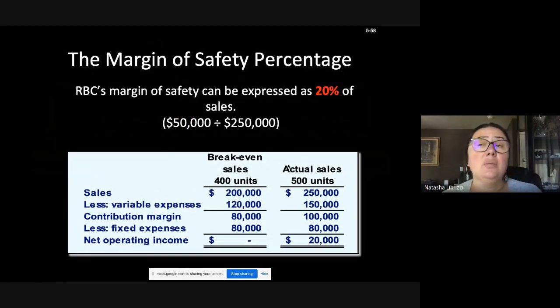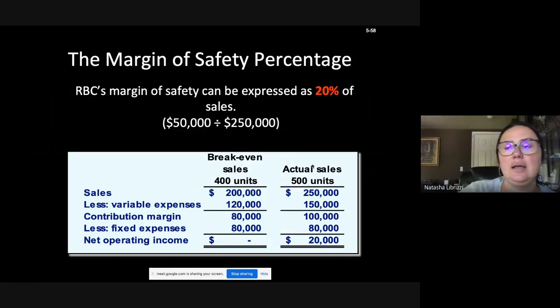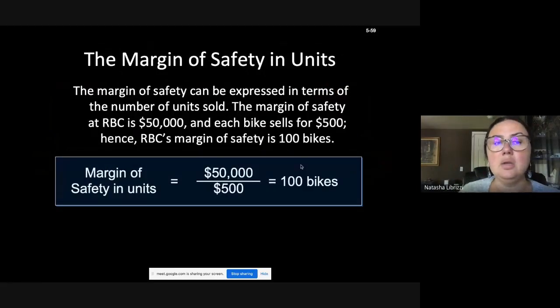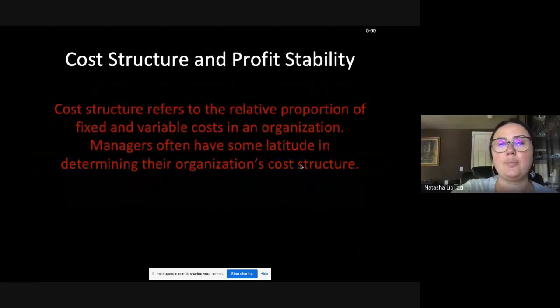So if somebody says, what is your percentage of margin of safety? We're going to take what is excess over where we break even divided by actual sales that we're planning to have. So in this case, it's 20%. So a company might have a policy on what they expect to have. And in units, it's 50,000 extra dollars divided by $500 sale price per bike. In this case, we have 100 bikes as margin of safety in a units presentation.